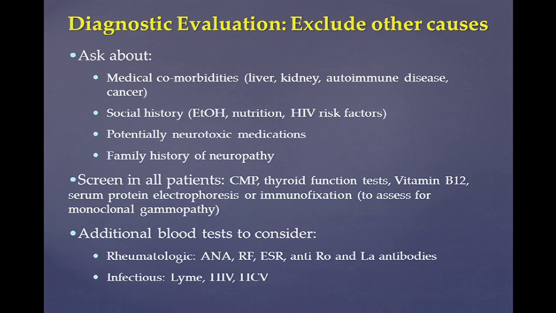to look for monoclonal gammopathy, either a serum protein electrophoresis or an immunofixation, because either MGUS or hematologic malignancies are fairly common in the general population and are a significant cause of neuropathy. Depending on the patient, the risk factors, the age, we may want to do some additional screening blood work to look for other causes, but these are indicated in more specialized cases.